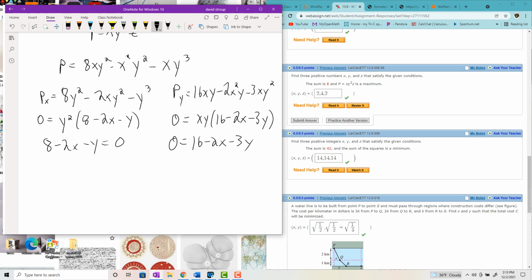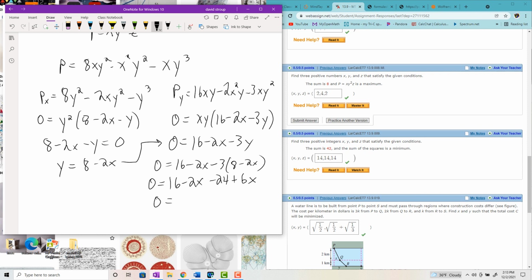And then you could solve for y on the left here. Get y is 8 minus 2x. Substitute that into here. So 0 is 16 minus 2x minus 3 times y, which is 8 minus 2x. So you get 0 equals 16 minus 2x minus 24 plus 6x. And then that will be negative 8 plus 4x.